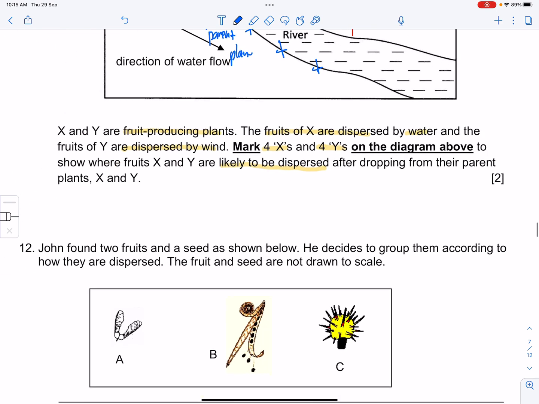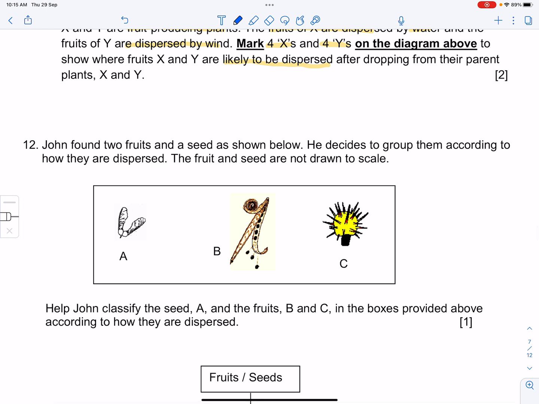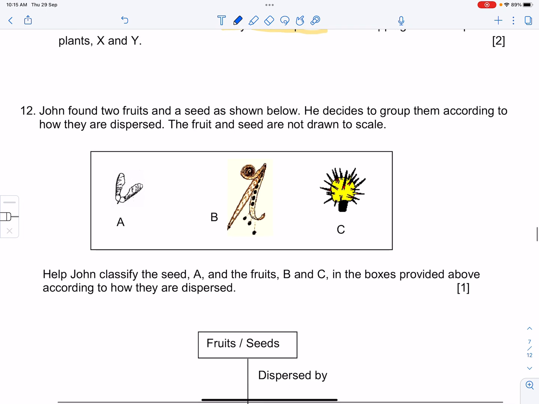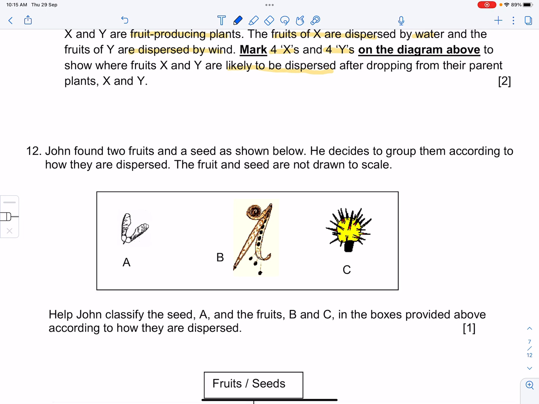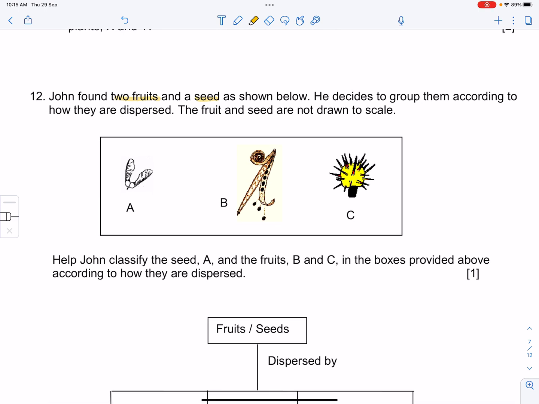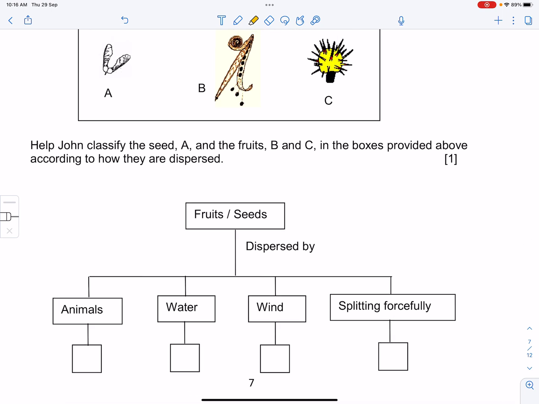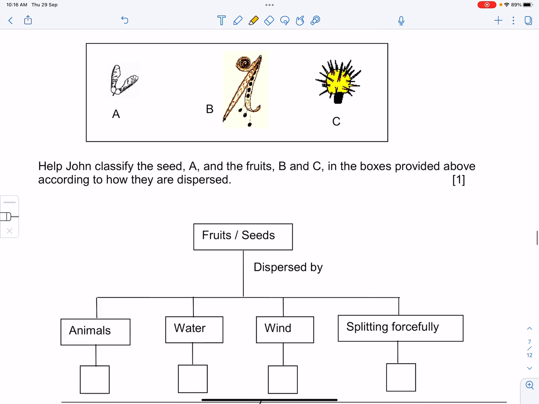Next. John found 2 fruits and a seed as shown below. Okay. He decided to group them according to how they disperse. The fruit and seeds are not drawn to scale. Help John classify the seed A and the fruits B and C in the boxes provided above according to how they disperse. So by animals, there are 2 ways.